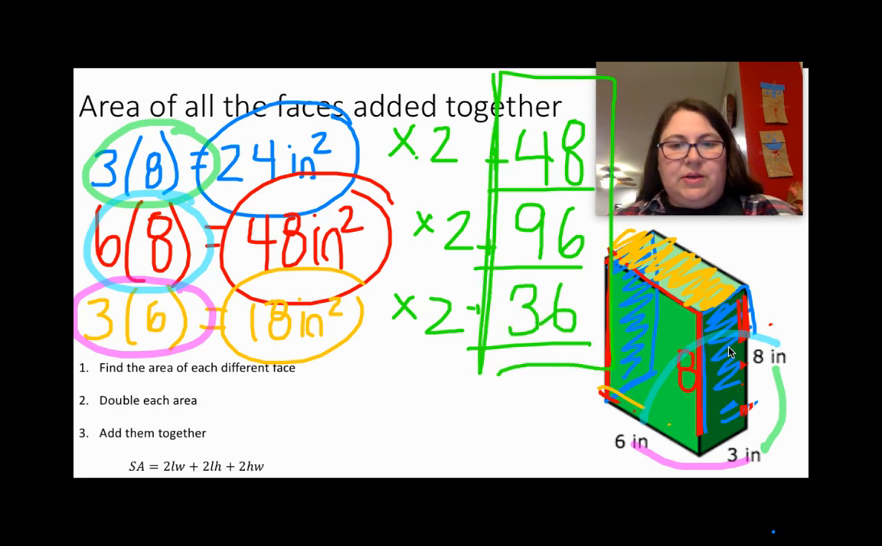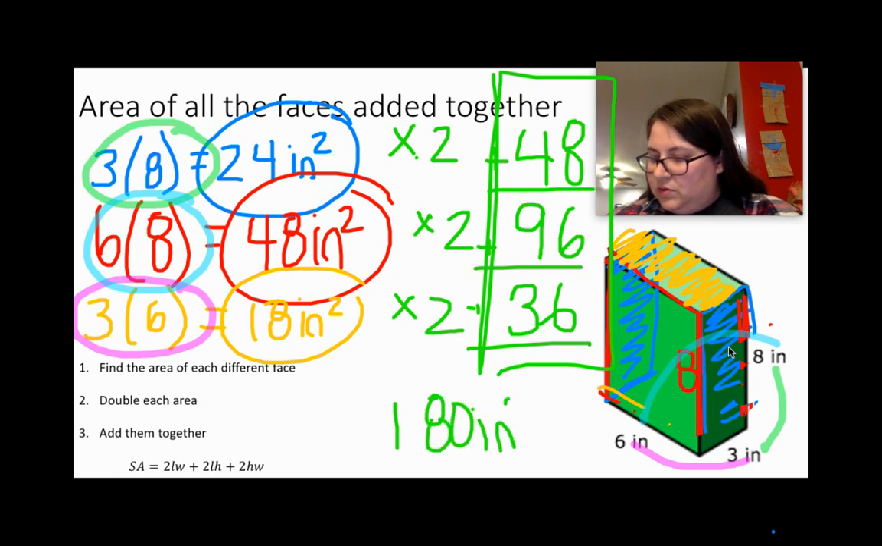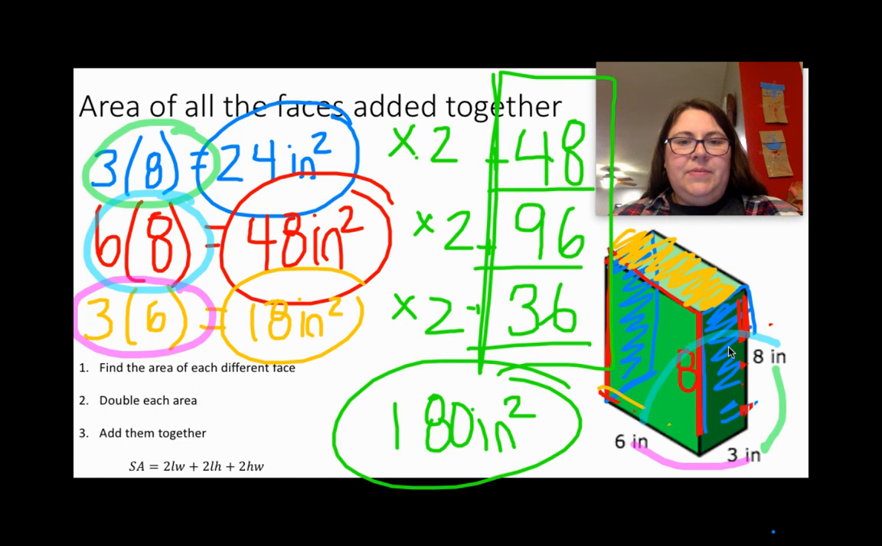So we're adding these numbers together here. 48 plus 36 plus 96 gives us 180 inches square. Okay, so that's how you're doing surface area. You're pairing up the sides and adding them together.